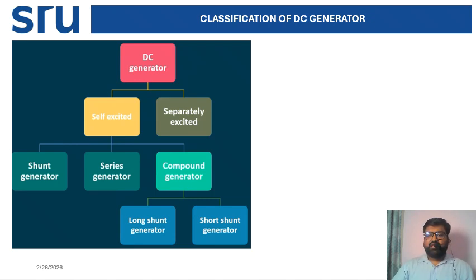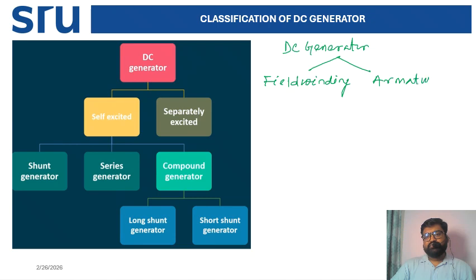When classification comes to the picture, it depends upon the energy supply, how we are energizing the generator. Actually, in a DC generator, there are two very important parts. One is your field winding and another one is your armature winding. And we already discussed in the construction what the field winding and armature winding are, and where they are placed.